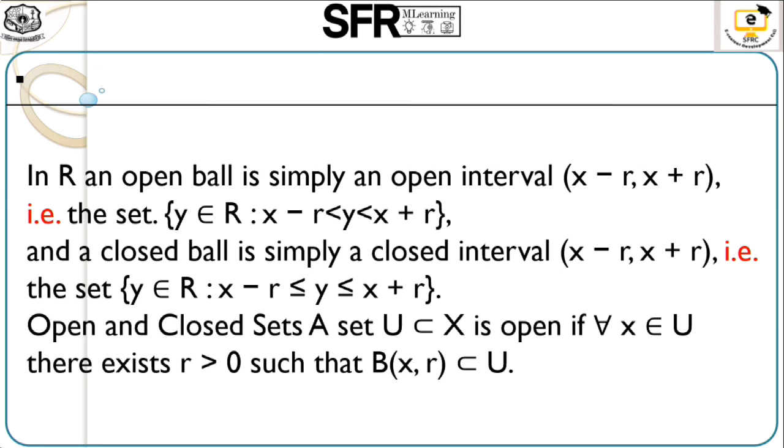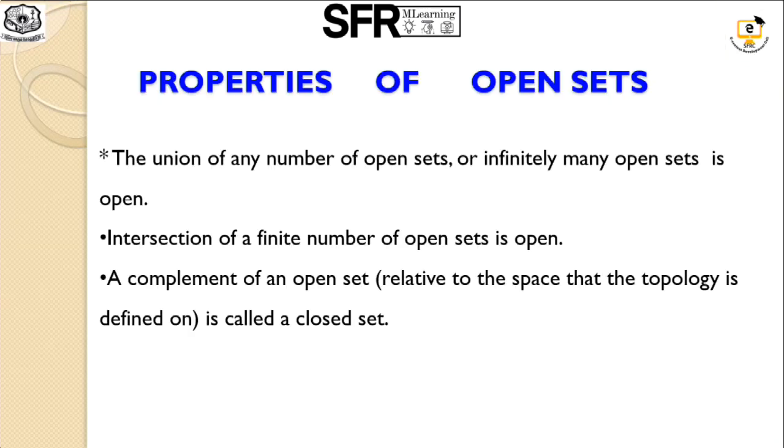Open and closed sets: a set U, a subset of X, is open if for all x belongs to U, there exists R greater than 0 such that the open ball B of x comma R is a subset of U. These are some properties of open sets. The union of any family of open sets is open. The intersection of a finite number of open sets is open. The complement of an open set is closed. That is, relative to the space in which the topology is defined, it is called a closed set.